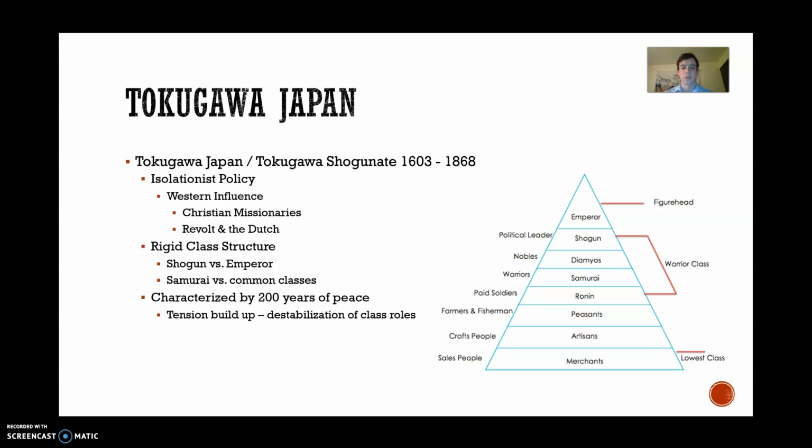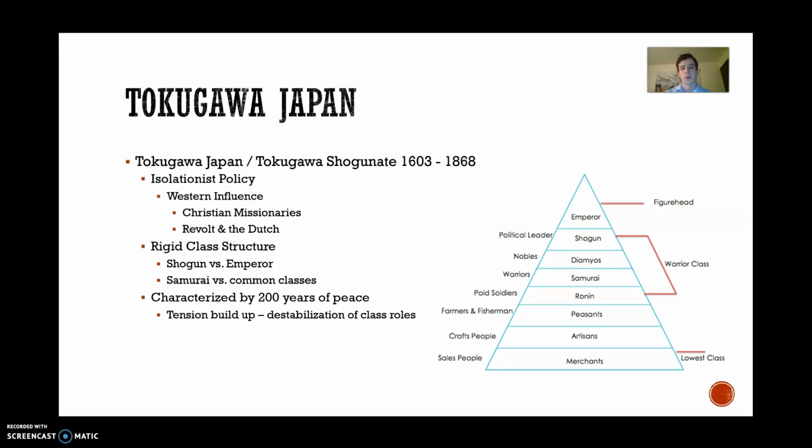It's characterized by two main points. One was their isolationist policy. They were very anti-Western and anti-foreign. And the other was their rigid class structure. The class structure in Japan was basically put into the upper class, which was the warring or samurai class, with the shogun and the emperor at the top, and then the samurai underneath them. And then there was the lower class, which was made up of the peasantry, like the artisans, farmers, and merchants, that made up the vast majority of the population.